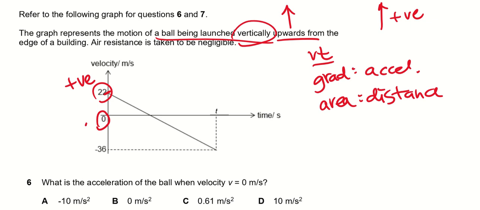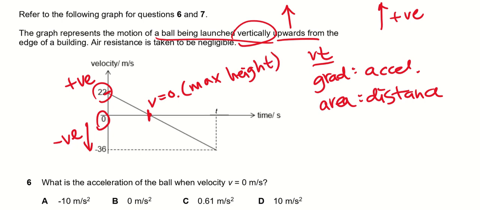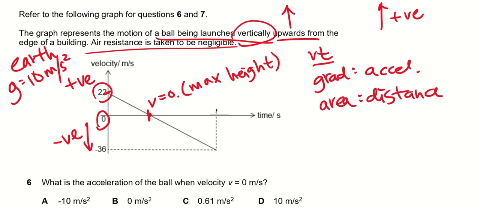Then over here we have negative velocity. That means it has changed direction. When did it change direction? It must change direction when the velocity equals 0. That means at this point in time, the ball has reached its maximum height. Air resistance is taken to be negligible, and since this is on Earth, the gravitational acceleration is taken as 10 meters per second squared.